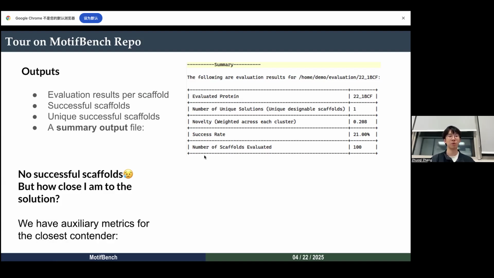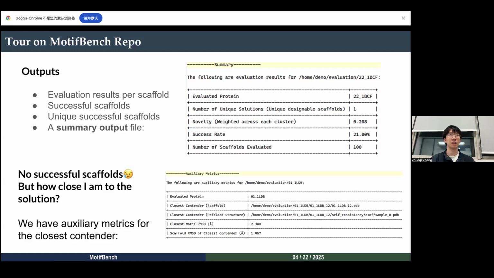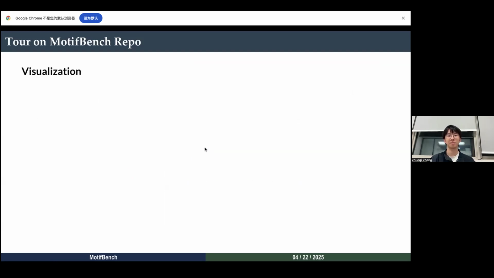For these purposes, we also have some auxiliary metrics, such as the closest contender, where we find the scaffold which is designable with the minimum motif RMSD to the reference motif. We save that separately so the method developers can check whether their motif performs in this closest contender.